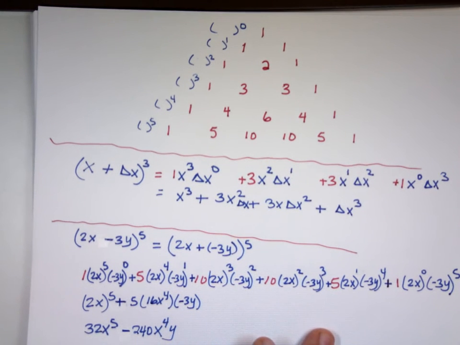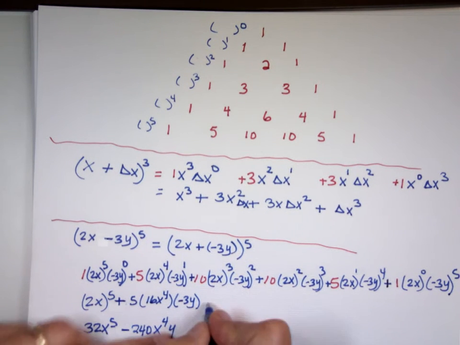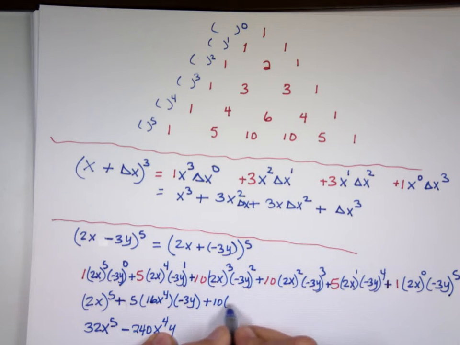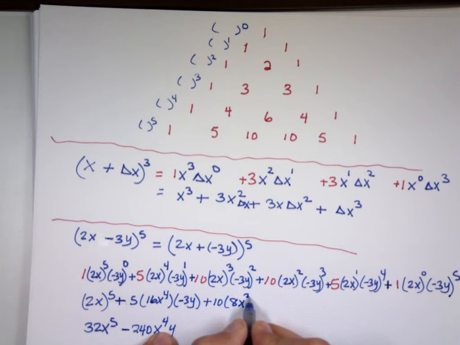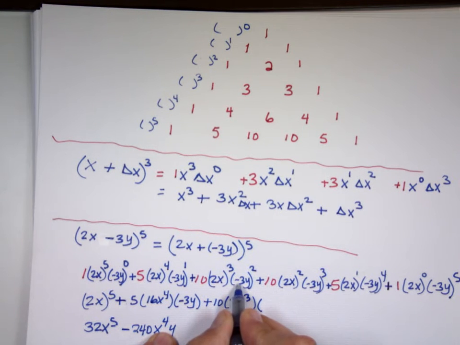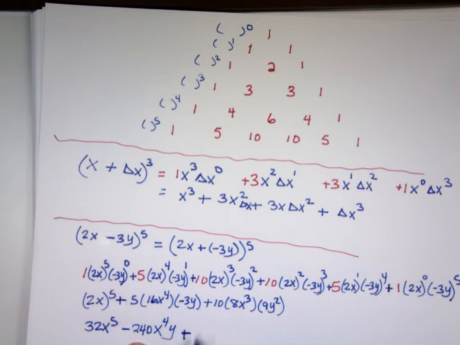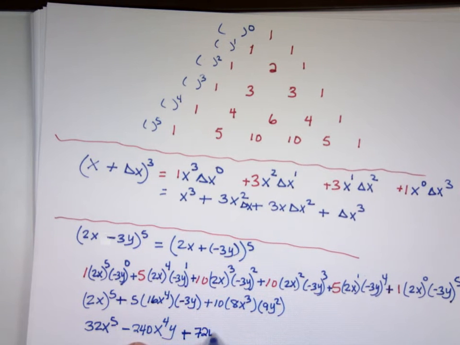The next one, 10, what is 2x cubed? That's 8x to the 3rd times, this will be 9y squared. This will be a positive. 8 times 9, 72, and 10, 720 x to the 3rd y squared.